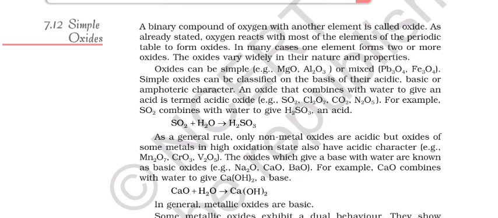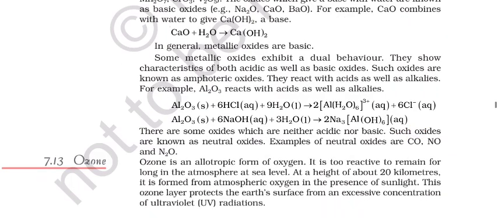An oxide that combines with water to give an acid is termed an acidic oxide. For example, SO2 combines with water to give H2SO3, an acid. SO2 plus H2O gives H2SO3. As a general rule, only non-metal oxides are acidic, but oxides of some metals in high oxidation state also have acidic character. The oxides which give a base with water are known as basic oxides. For example, CaO combines with water to give Ca(OH)2, a base. In general, metallic oxides are basic.